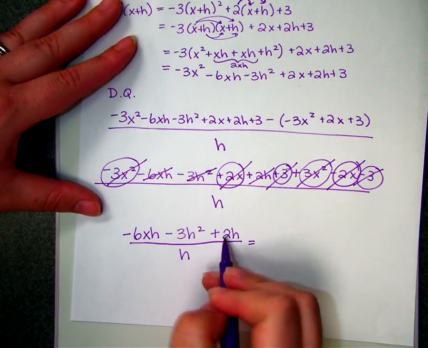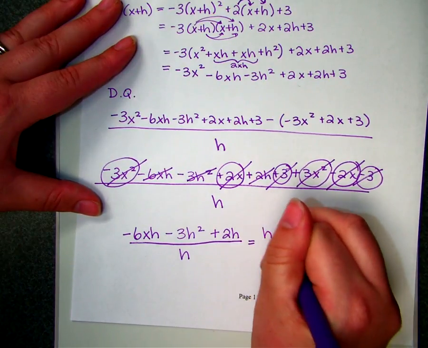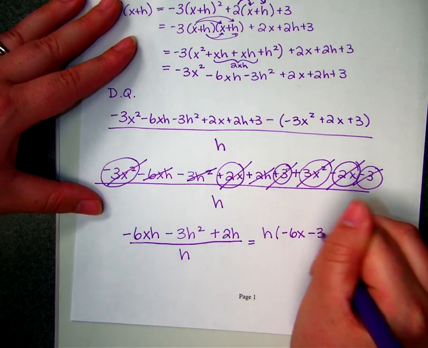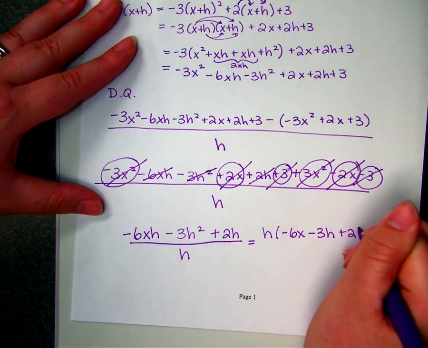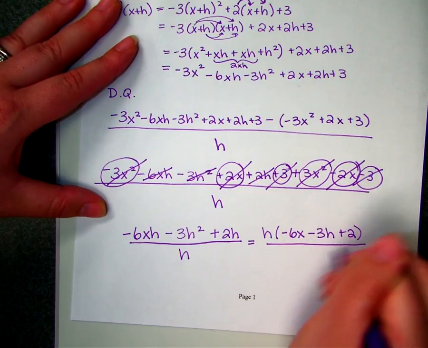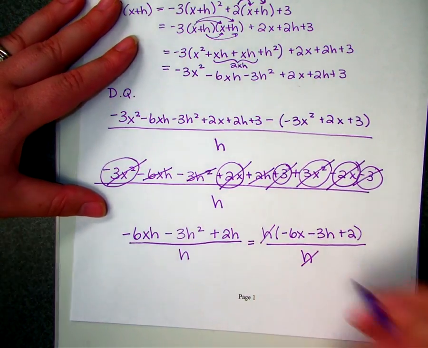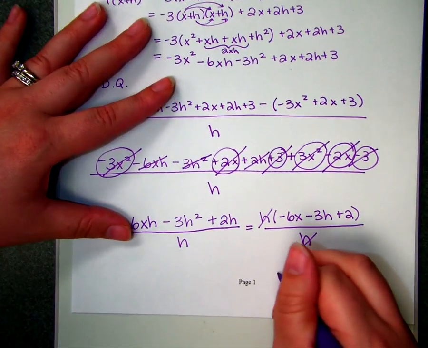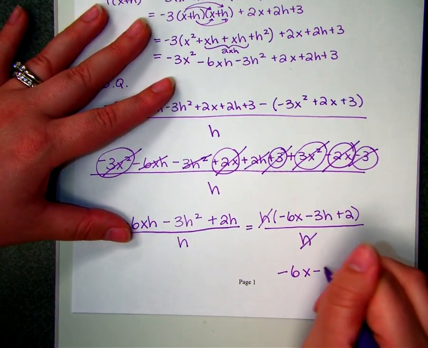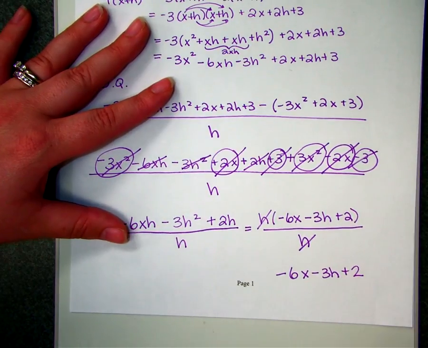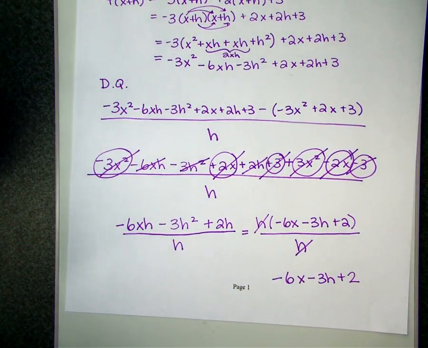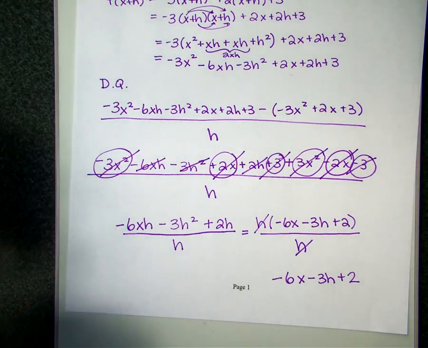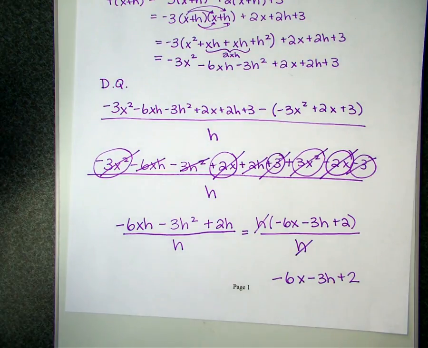And notice that each one of these is being multiplied by a common factor of h. So I can actually take that out. So I'm factoring out the greatest common factor among these terms. And then I'm going to simplify my fraction by getting rid of the factor that's in the numerator as well as in the denominator. So I'm just left with negative 6x minus 3h plus 2. And this is the difference quotient simplified for f of x equals negative 3x squared plus 2x plus 3.